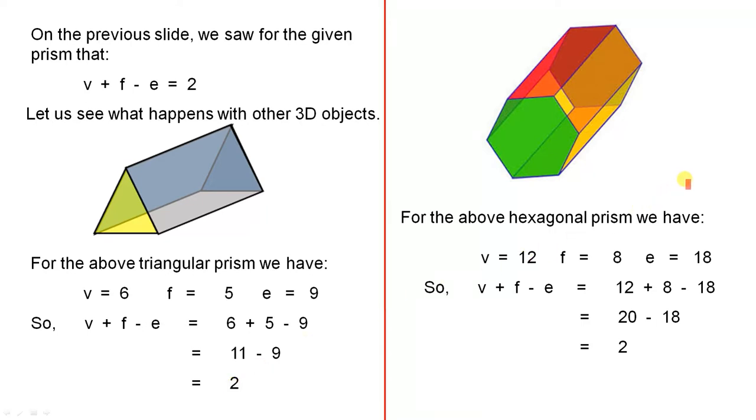For the above hexagonal prism we have V equals 12, F equals 8 and E equals 18. You count those for yourself and you'll see that these are correct. So V plus F minus E is 12 plus 8 minus 18, which is 20 minus 18, which is 2. So we get 2 again. Let's see what happens on the next slide.